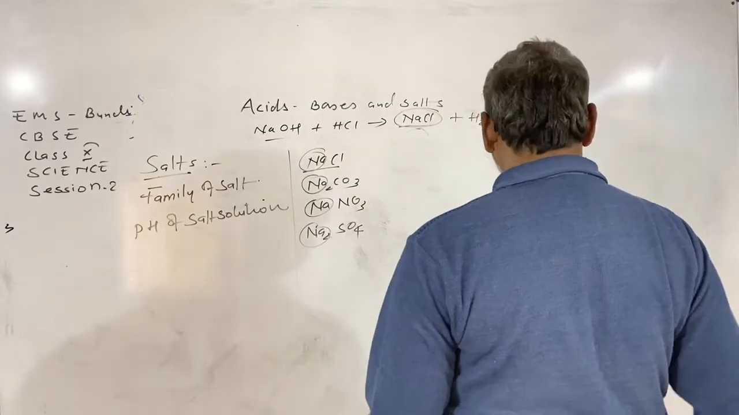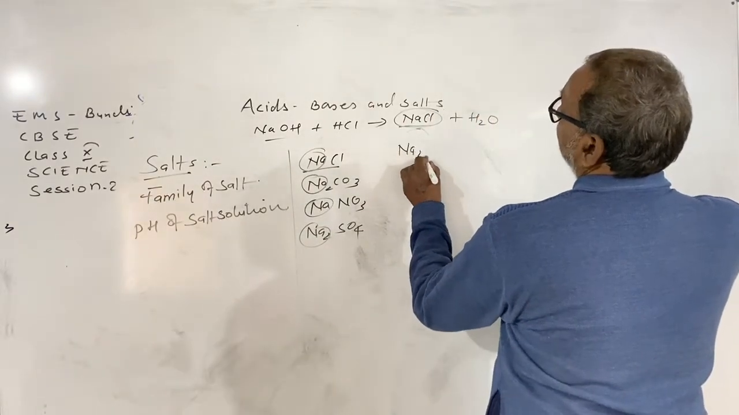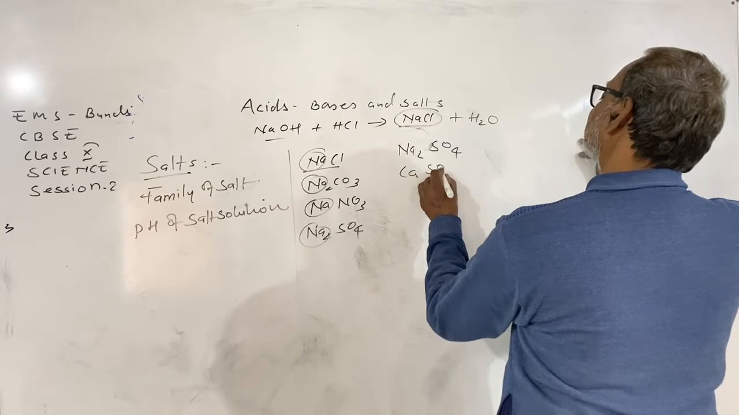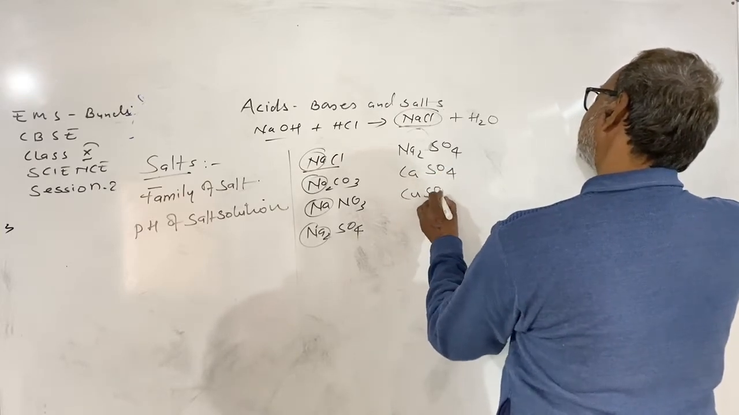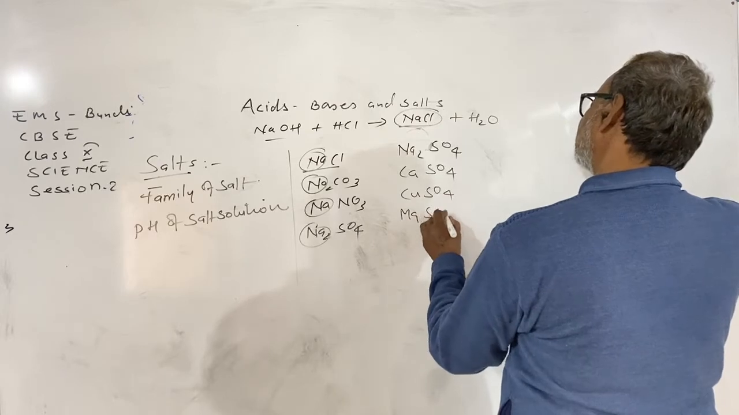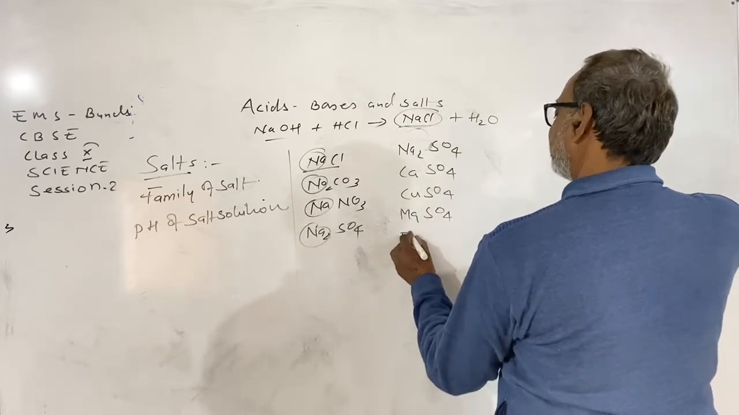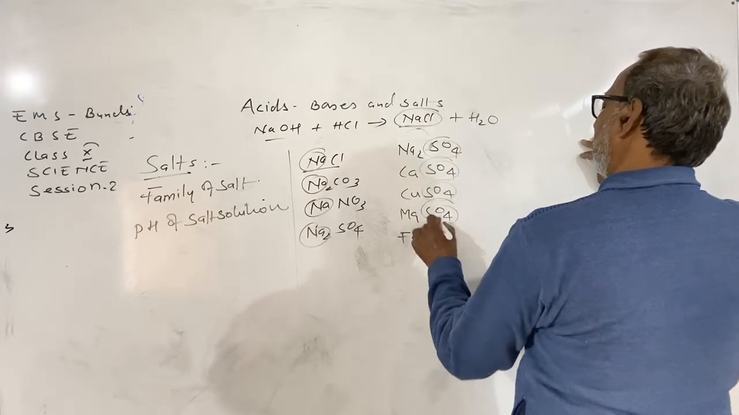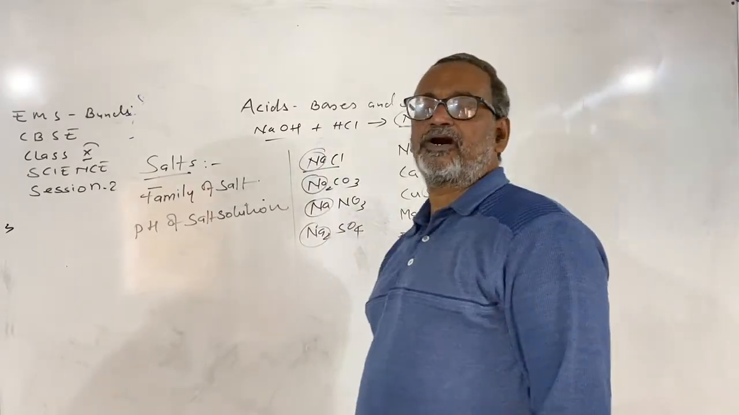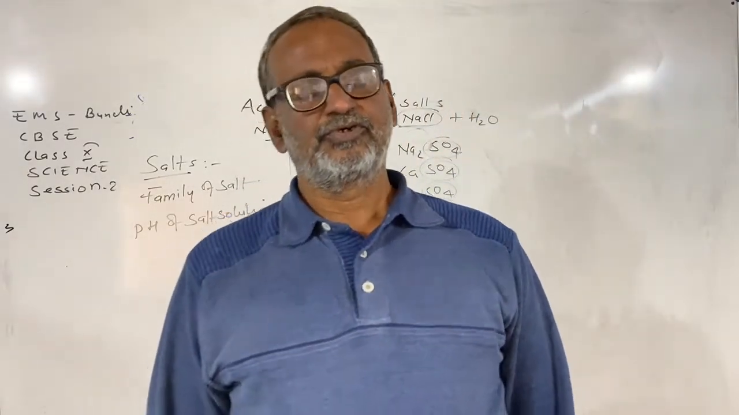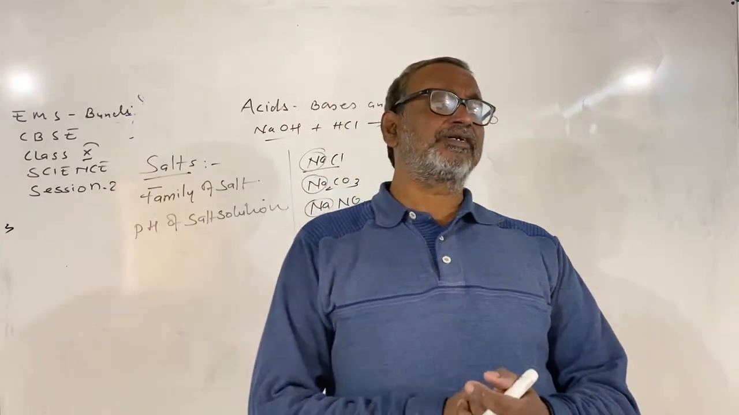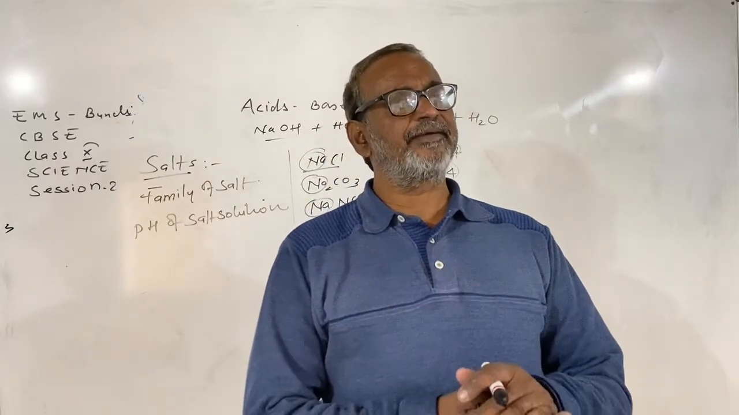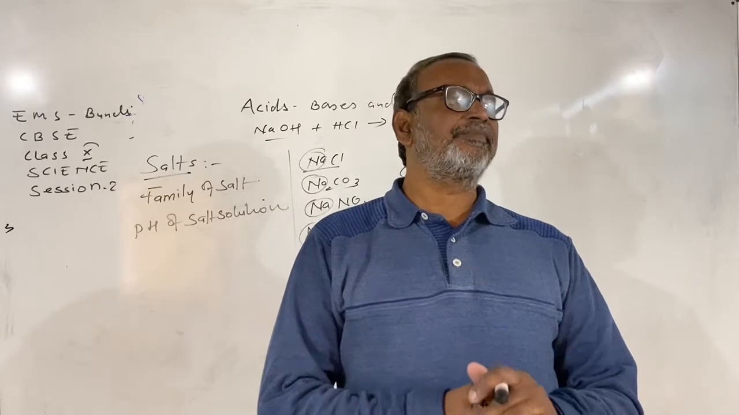In the same way, Na2SO4, CaSO4, calcium sulfate, CuSO4, MgSO4, magnesium sulfate, FeSO4, since they contain sulfate anion, they form the family of sulfate salts. So what is a family of salts? A group of salts which contain either the same cation or the same anion is called a family of salts.